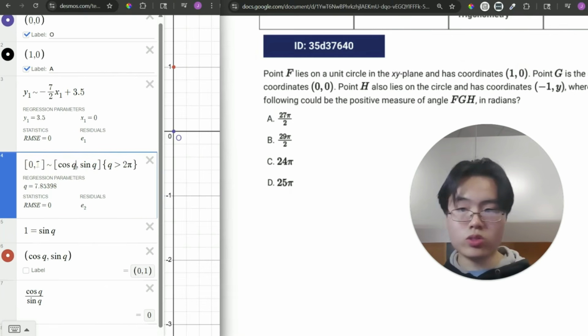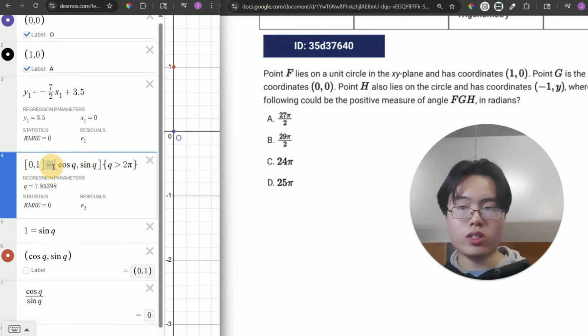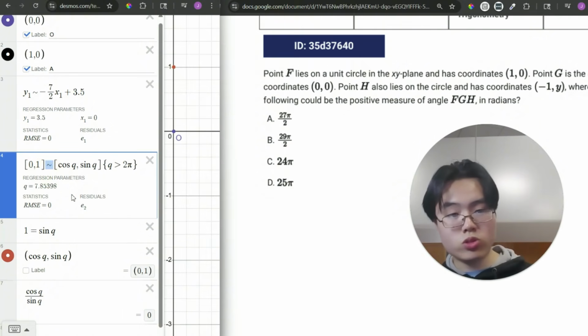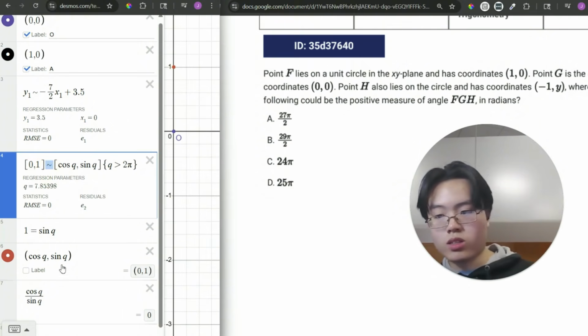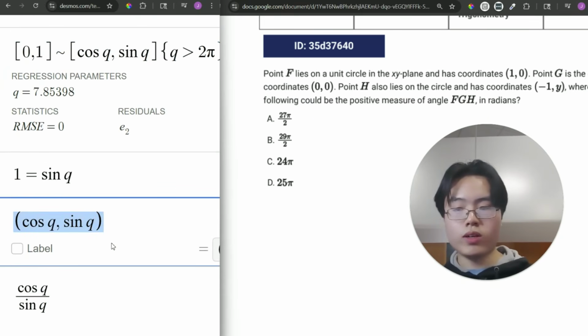So if the question requires you to go from a point to an angle, you probably have to use regression to solve it, which is why I strongly recommend you watch my Desmos tutorial YouTube video if you haven't already. And other than that though, you just need to know this, and you will be able to solve every single type of unit circle question that's going to appear on the SAT.